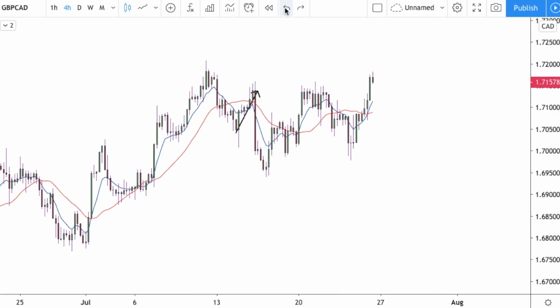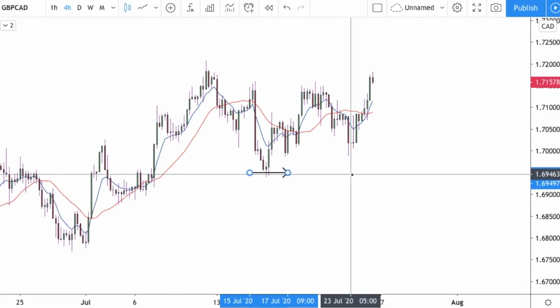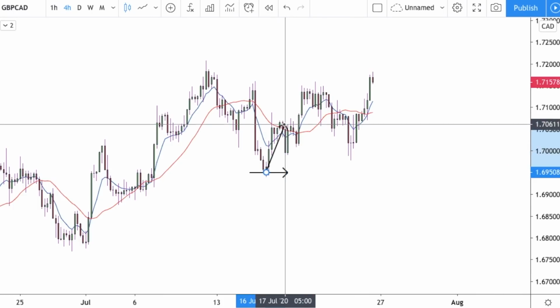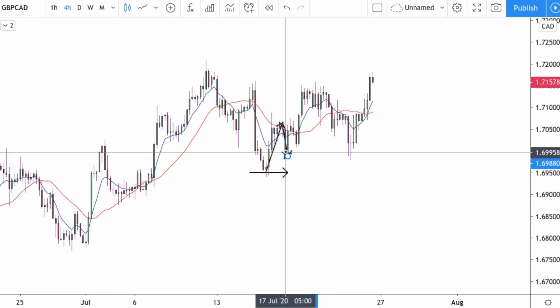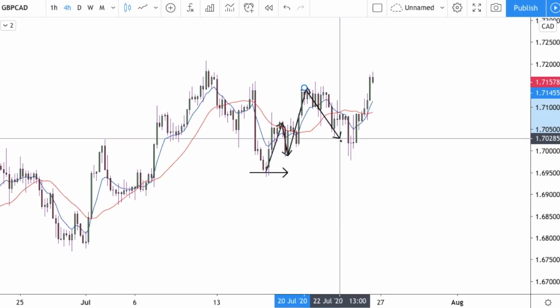However, as price came down to create a new lower low, market structure broke again as price came up to create a new lower high, and then we failed. We came up, so we made that retracement to make a new higher high. We pushed down again.